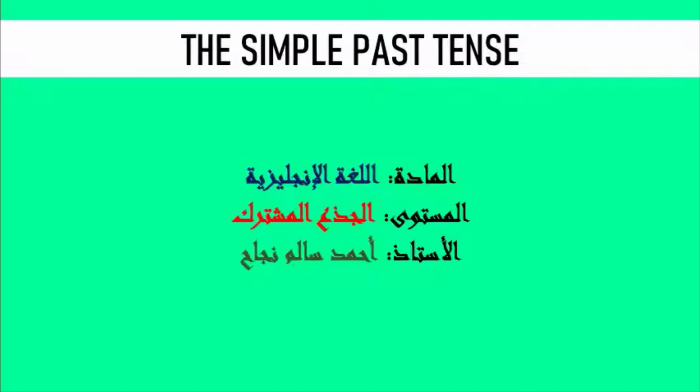Today we're going to talk about the simple past tense. And to talk about the simple past tense, we'll have to talk about regular verbs and irregular verbs. We're also going to talk about the affirmative forms, the negative forms, and the question forms of the simple past.